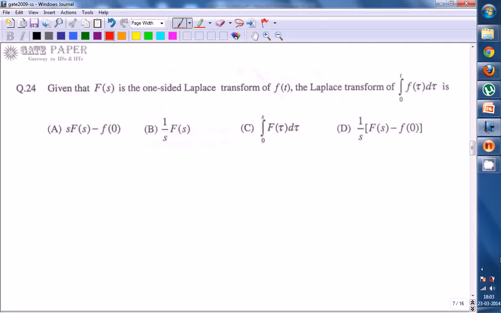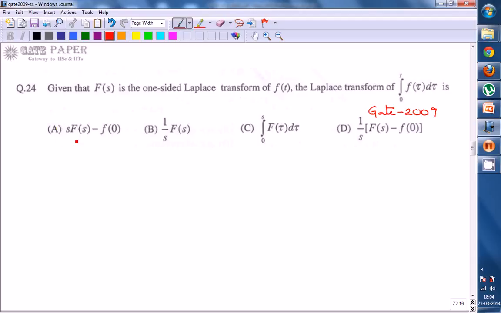Now we are going to discuss a question in signals and systems from GATE 2009. So coming to the question, here given that F(s) is the one-sided Laplace transform of f(t), then the Laplace transform of the integral from 0 to t of f(τ) dτ is obtained as?